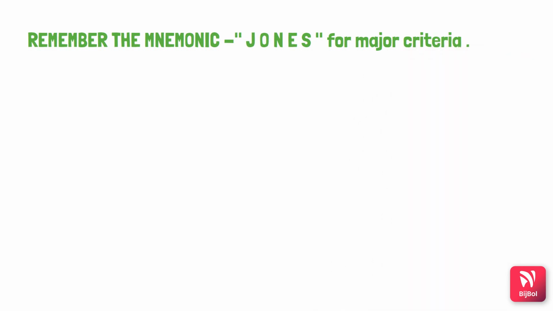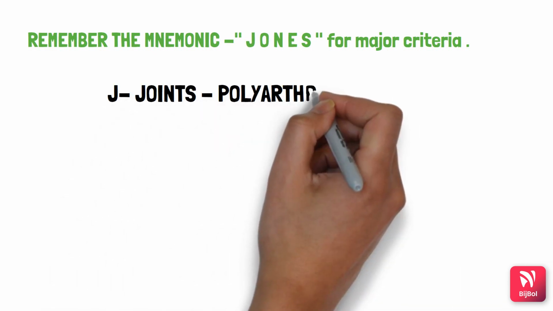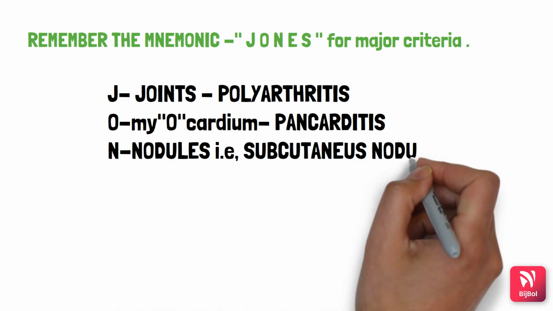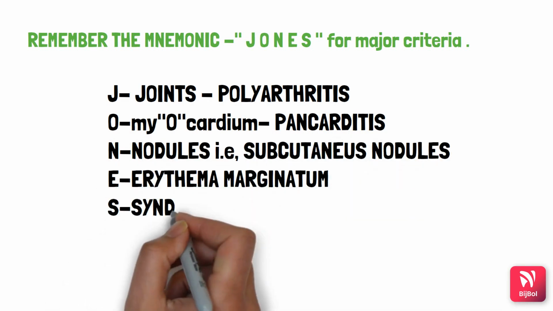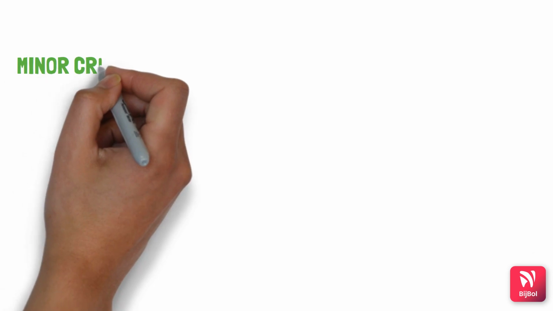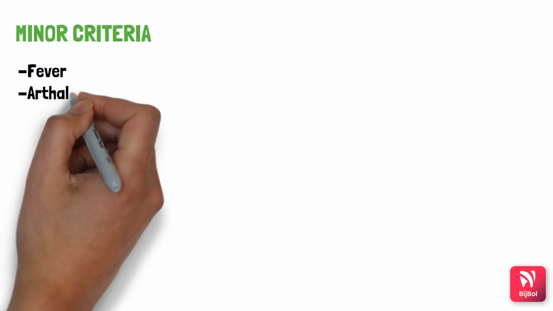A nice and easy way to remember the major criteria is by remembering the mnemonic JONES, where J stands for joints, which means polyarthritis. There is inflammation of the joints. Remember O as myocardium, that is the heart, which shows pancarditis. N stands for nodules, that is subcutaneous nodules. E stands for erythema marginatum. S stands for Sydenham chorea. These are the major criteria.